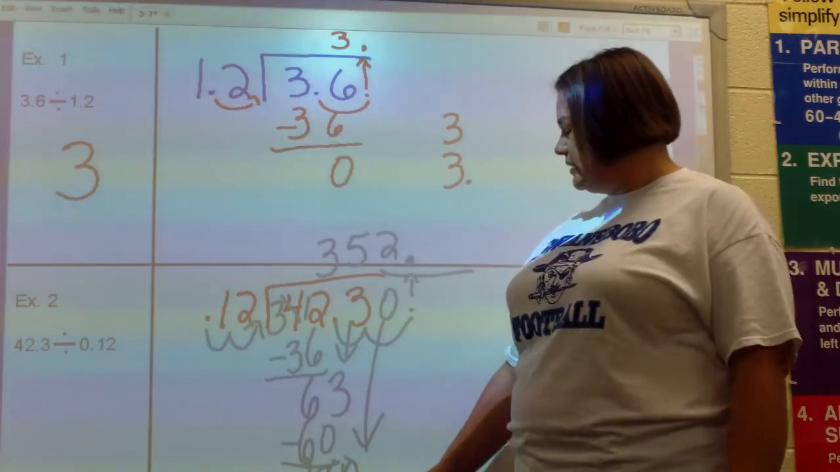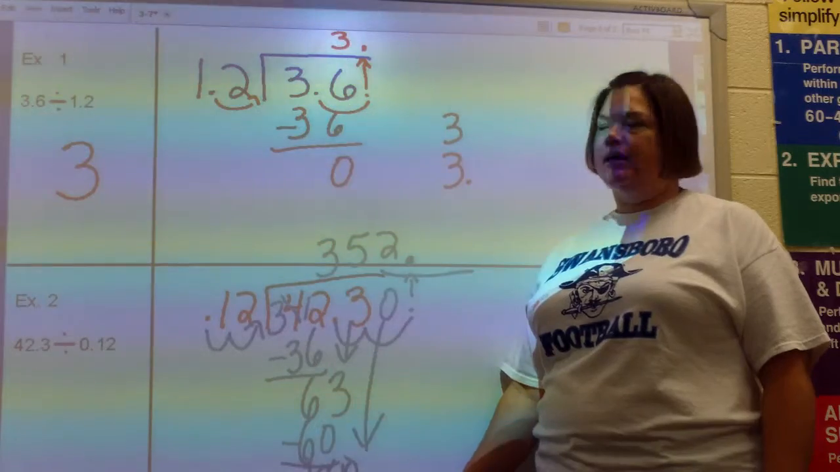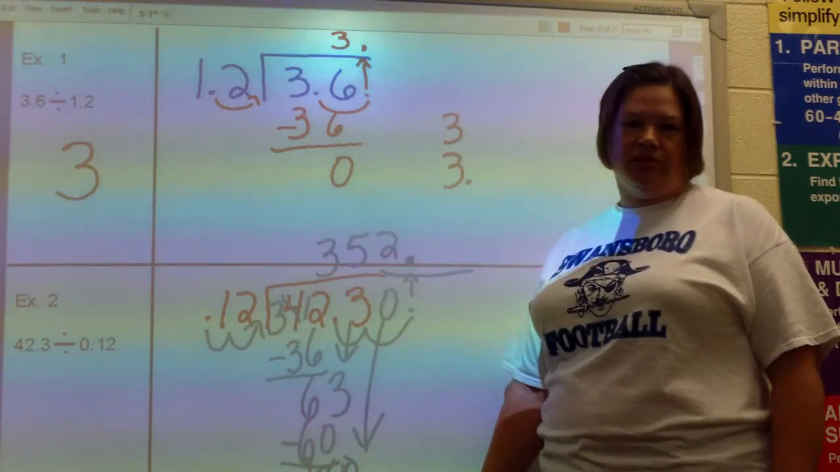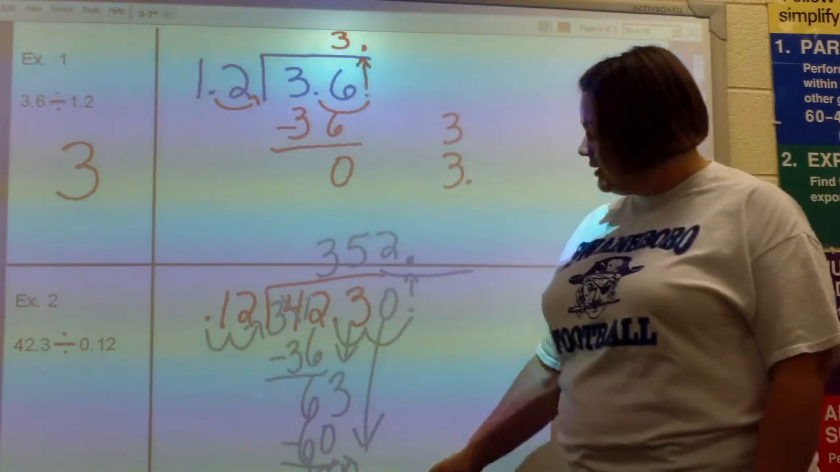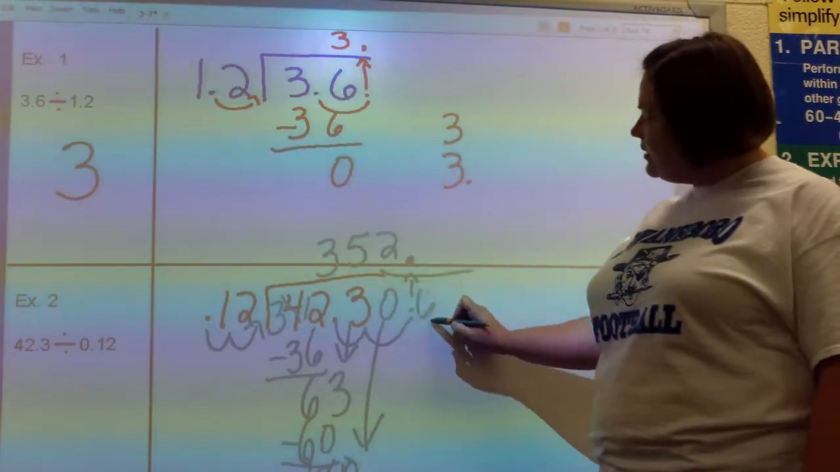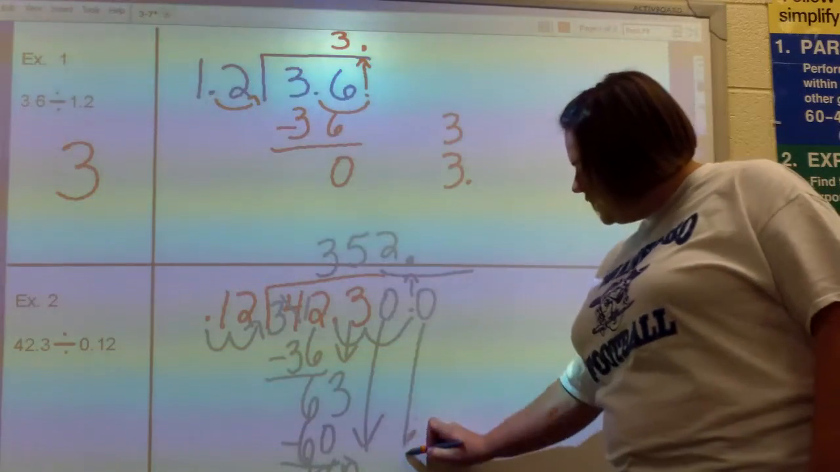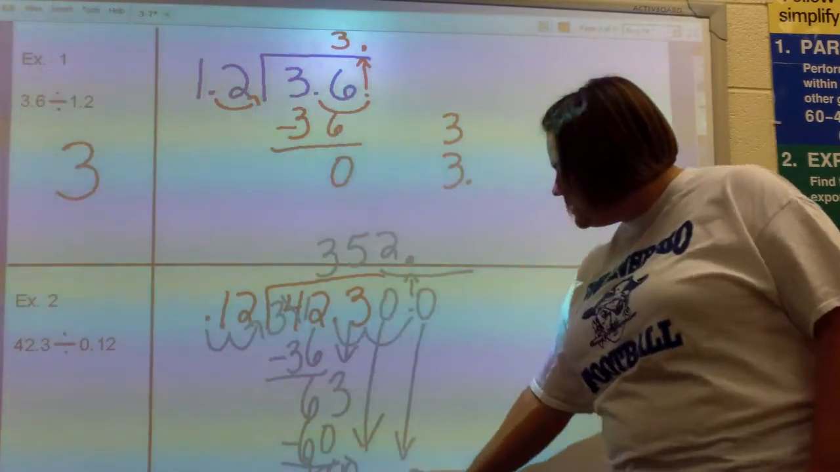Now I have a 6 down here. I know I can't leave that like that. I can't put R6, remainder 6. We don't do that anymore. So if I have a number down here, then I need to just add another 0 to the end, bring it down. So now I have 60.